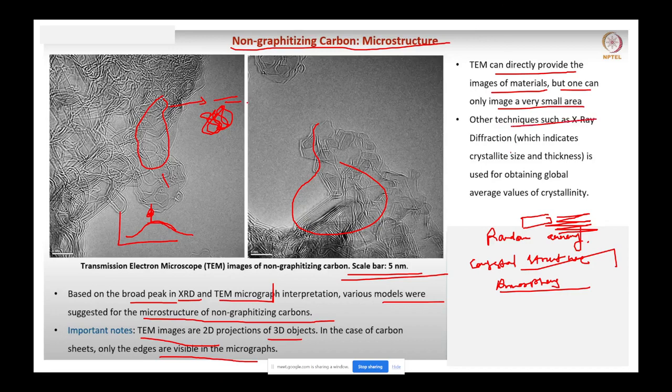Other techniques such as XRD, which indicates the crystallite size and thickness, are used for obtaining a global average value of crystallinity. So even if you have a crystalline material, you can observe its crystallinity by XRD. These are some of the informations we can get from our characterizations. That's why characterization is very important when you deal with any kind of material.